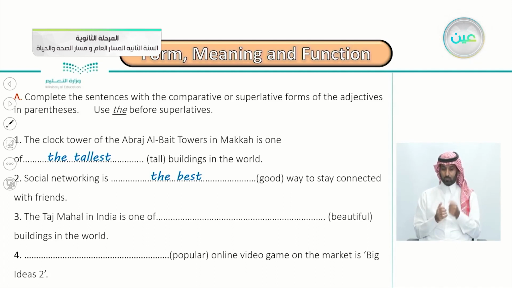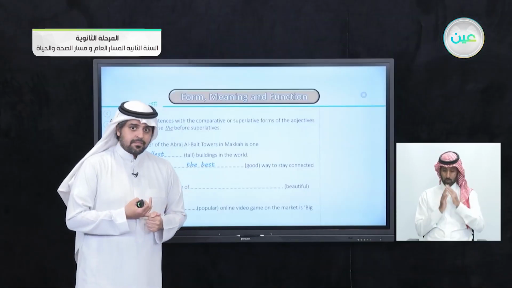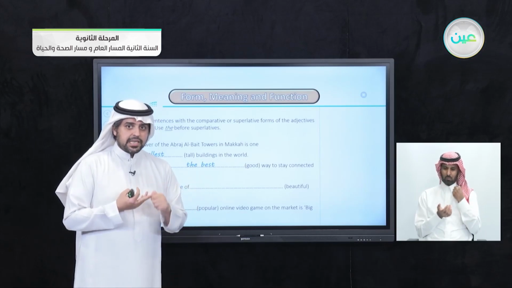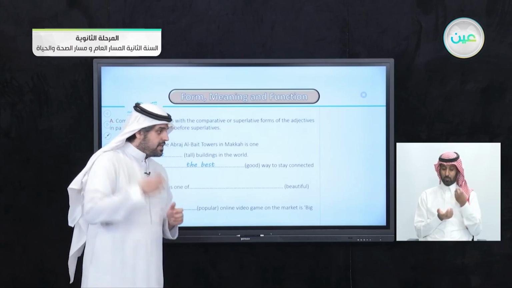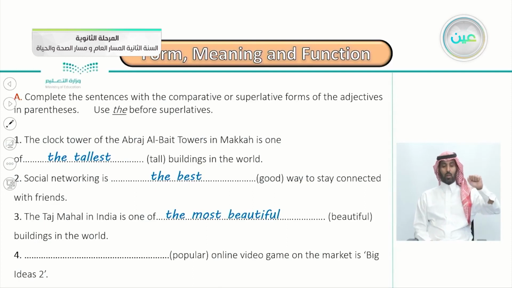The Taj Mahal in India is one of beautiful buildings in the world. So in the world, this is a superlative. And beautiful, how many syllables here? Okay, let's say it together. Beautiful, beautiful. So we have three syllables here. So, yes, that's correct. The most beautiful buildings in the world. The Taj Mahal in India is one of the most beautiful buildings in the world.